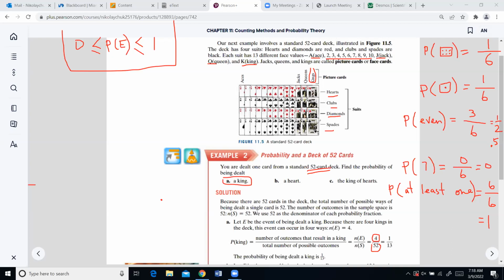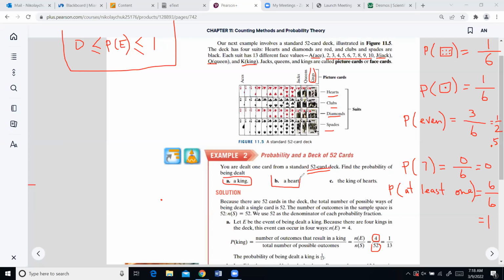Please notice we never leave answers in a form that we can simplify. So you could just reduce this by 4, or you could just take your calculator and get a decimal. That's probably even more convenient.